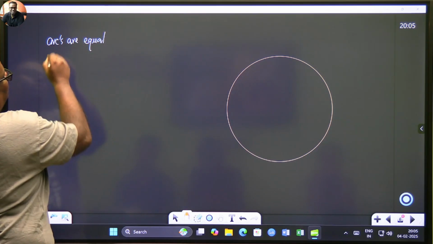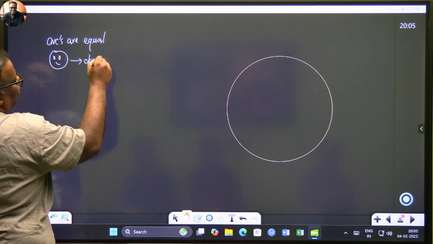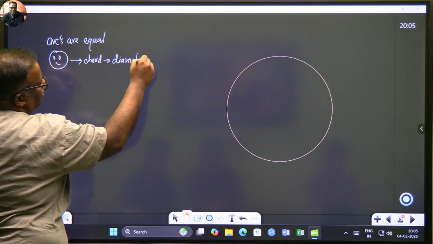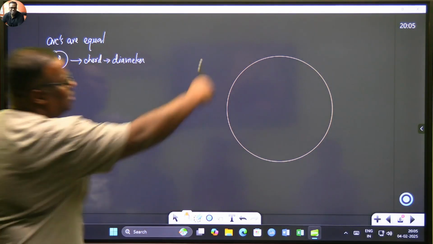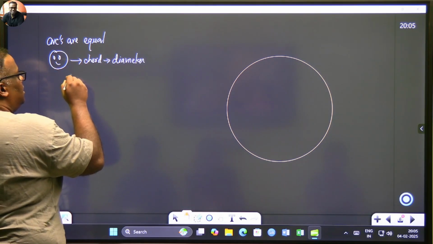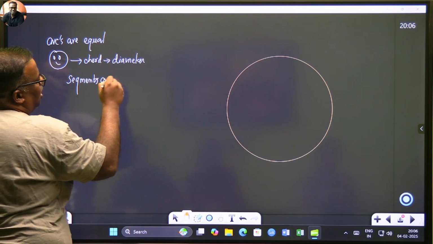Whenever I write arcs are equal, your mind should immediately think that if there is a chord, the chord has to be the diameter. Do you agree or not? Arcs are equal means the chord has to be the diameter. Diameter can be in this way or that way, whatever. Okay, this is one. Then second is segments should be equal. Segments are equal.